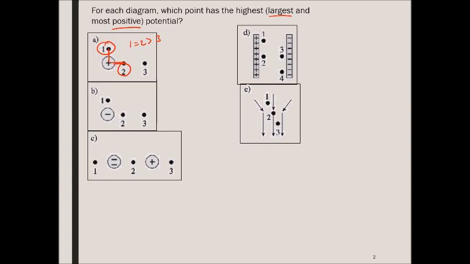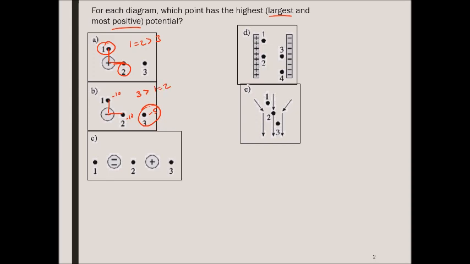Now we're looking at a negative charge. These two again are equidistant, but they're going to be negative. So we're going to say those are both -10, and this is -5. So this is actually going to be the larger potential. Here we have 3 is going to be a bigger value because it's less negative than 1 and 2.